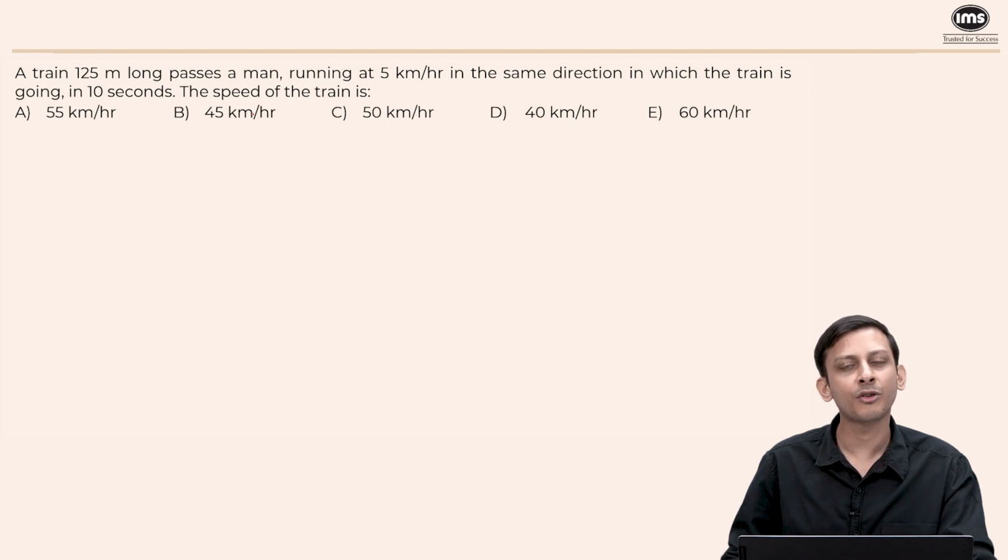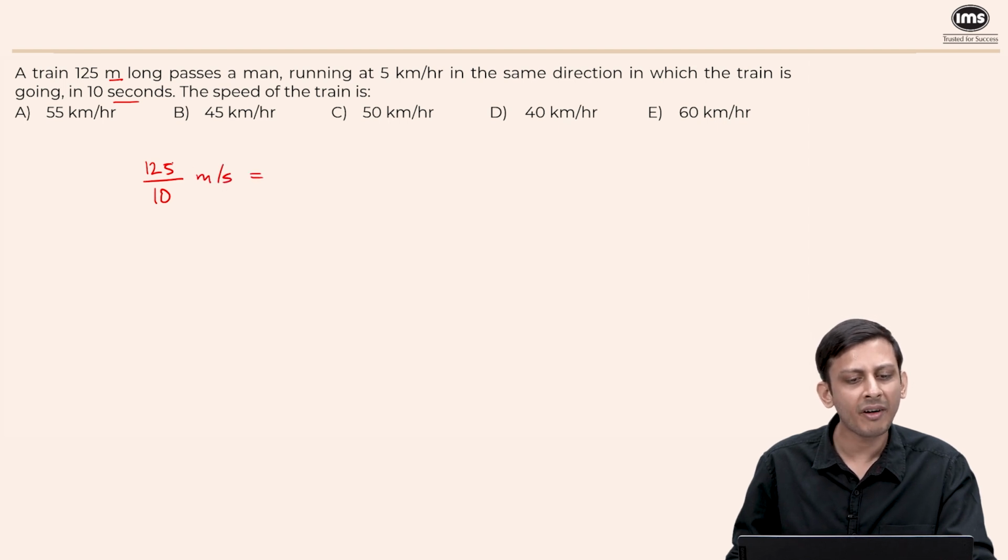And when the train is crossing the man, the relative distance will just be the length of the train. Man is an object of negligible width, so the only distance that will be relevant will just be the length of the train. So the length of the train, 125 meters, when we divide it by the time taken by the train to cross the man, which is 10 seconds, that gives us the relative speed of the two objects. 125 by 10 meters per second.